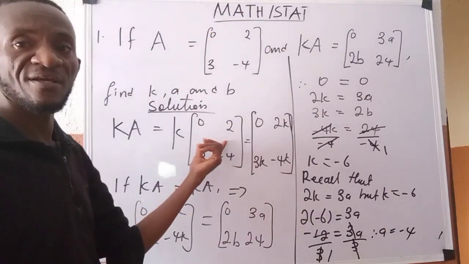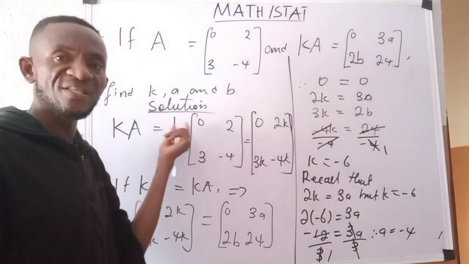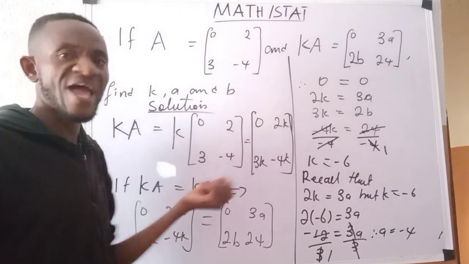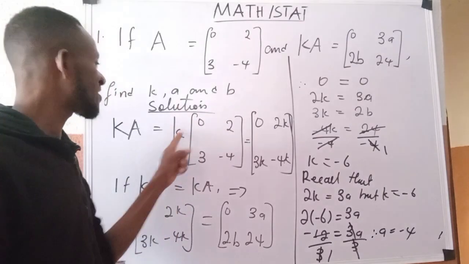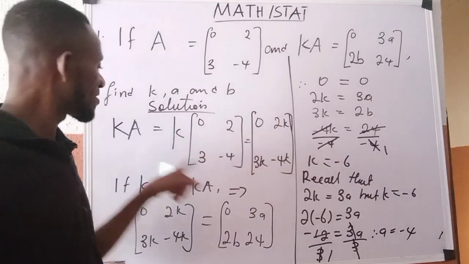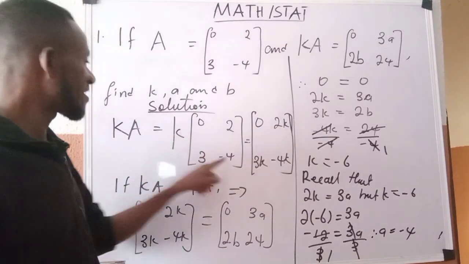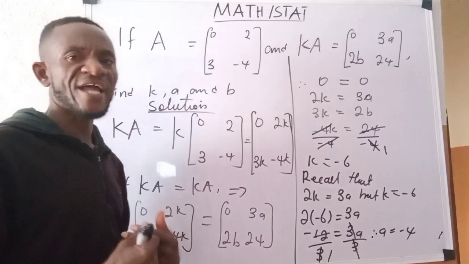That's what I had here. And when you are using a constant or a number before a matrix to multiply a matrix, it implies using that number to multiply all the entries of the matrix. That was why I said K times 0 is 0, K times 2 is 2K, K times 3 is 3K, K times minus 4 is minus 4K. And when I did that, what I did is this.